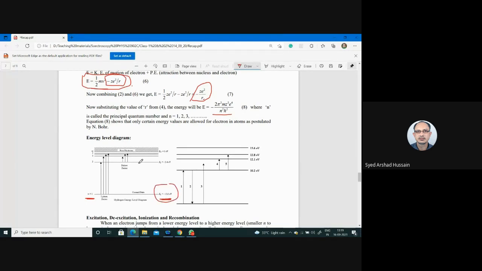Similarly, for the second orbit, if you put n is equal to 2, then you will see minus 3.4 electron volt. For the next ones, in this way, you can calculate by replacing n is equal to 1, 2, 3, 4, something like that. Okay. So if you put n is equal to infinity, infinity means it's outside the atom, because the atom is something like that.